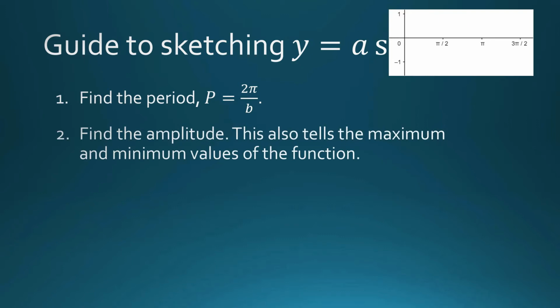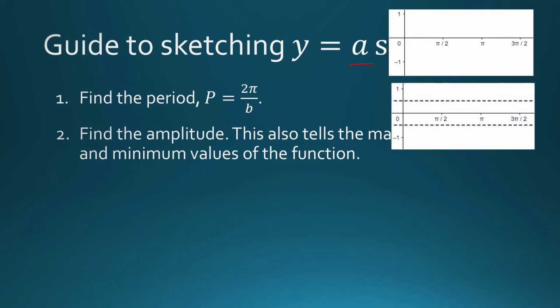Next, you will find the amplitude. You will pay attention to this. The absolute value of a will tell you the amplitude of your function. And at the same time, it will tell you the maximum and minimum values of your function. So let's say, for example, this is the maximum, 0.5, and this is the minimum, negative 0.5. So that means your graph will not go beyond those two lines. The graph will be contained within those two lines.